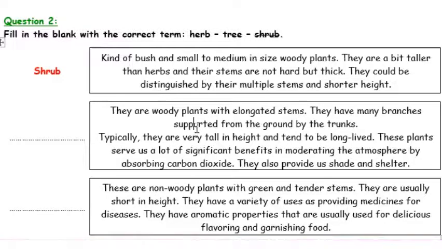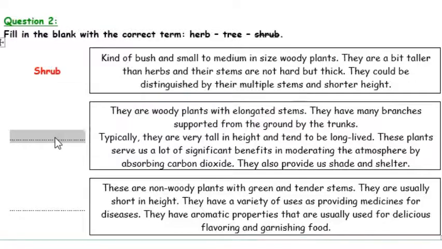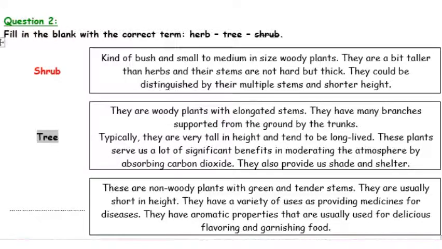What do you think? We're talking here about trees. Excellent. Trees are perennial plants, woody plants with a trunk, and they are tall in height. Last one, and I know that you know the answer. We still have the herb, but I'm going to read the definition anyway.